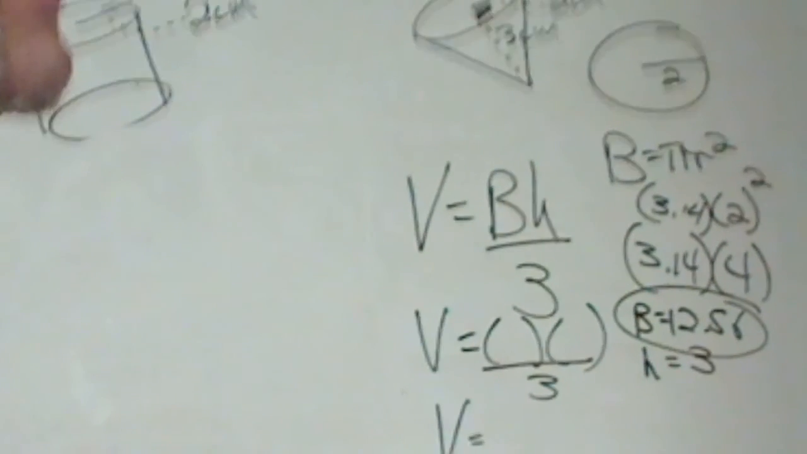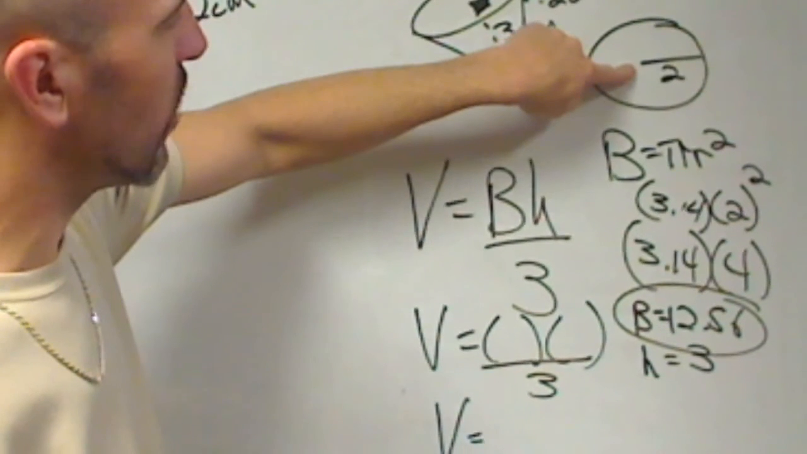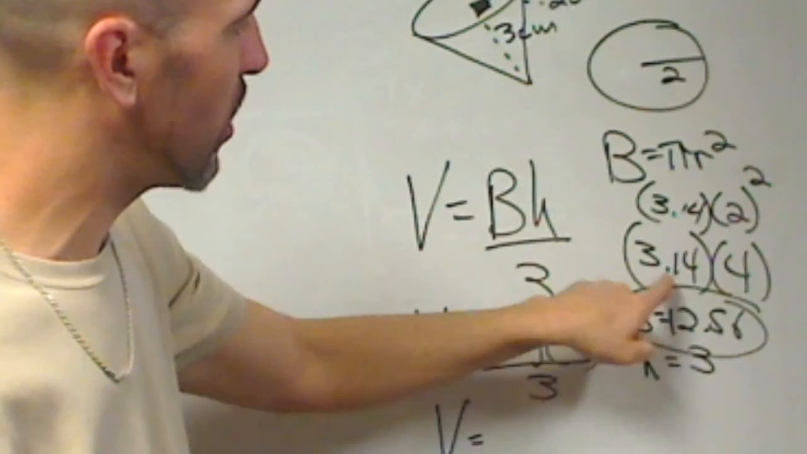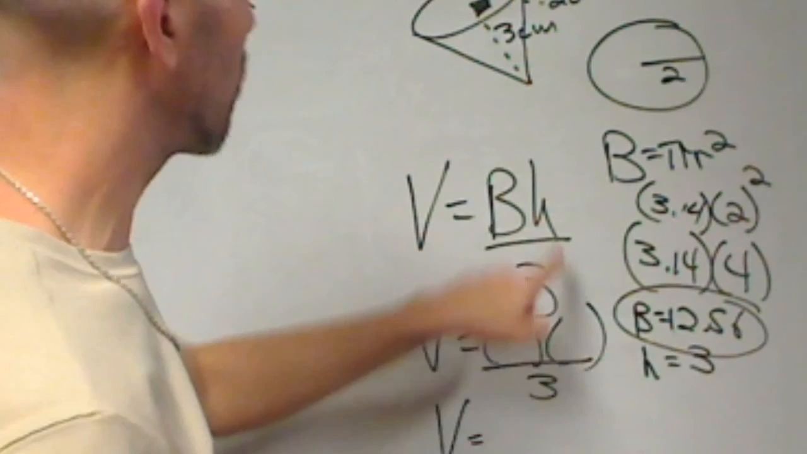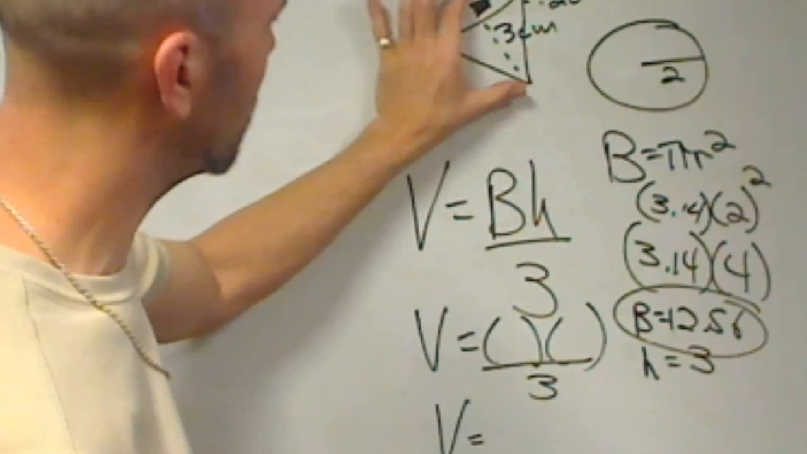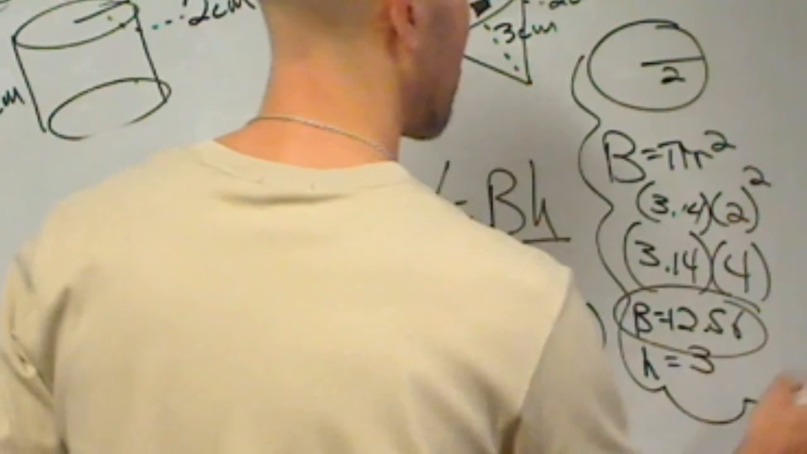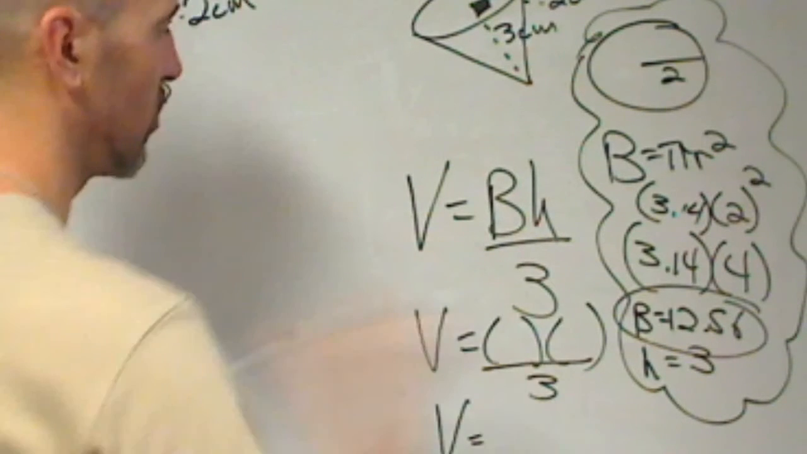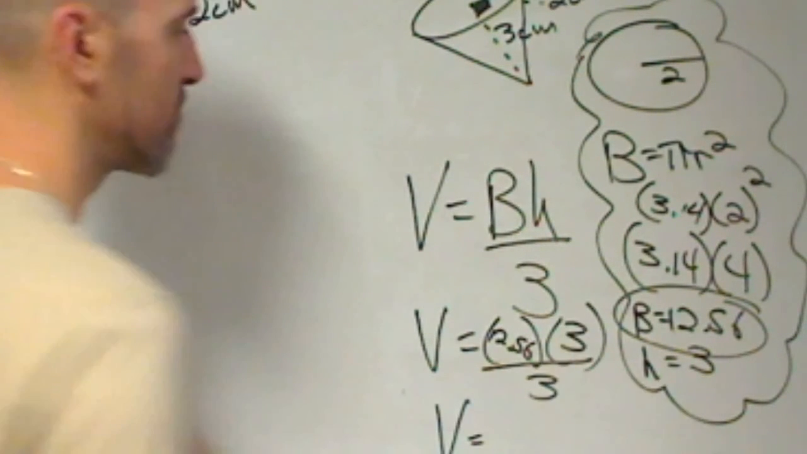I'm running out of room up here. I'm trying to make sure we can see all of this. Okay, so the base of the cone is a circle that has a radius of 2. So radius is 2. 2 squared is 4. Multiply that by pi. Our base is 12.56, just like we did with the cylinder. Then lowercase h, which means we just look at the picture and see that the height is 3. So in this cloud or whatever, I have everything I need. I've got the area of the base, which is 12.56, and I've got the height, which is 3.